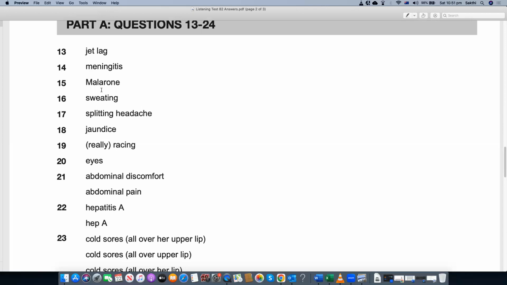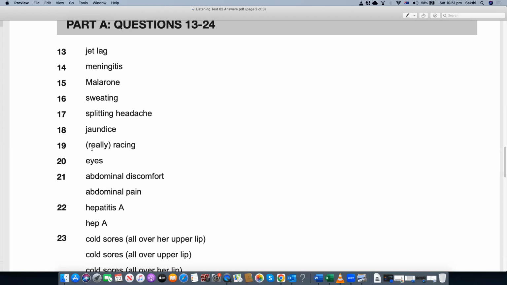For question number 15, the answer is Malarone. For question number 16, the answer is sweating. For question number 17, the answer is splitting headache. If you write only headache, you will get 0 mark here. You have to write down both words, okay? And for question number 18, the answer is jaundice.